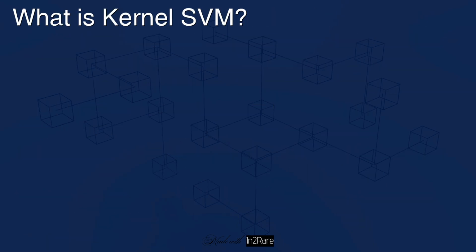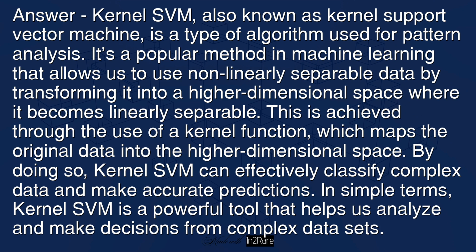What is kernel SVM? Answer: kernel SVM, also known as kernel support vector machine, is a type of algorithm used for pattern analysis. It's a popular method in machine learning that allows us to use non-linearly separable data by transforming it into a higher dimensional space where it becomes linearly separable. This is achieved through the use of a kernel function, which maps the original data into the higher dimensional space. By doing so, kernel SVM can effectively classify complex data and make accurate predictions. In simple terms, kernel SVM is a powerful tool that helps us analyze and make decisions from complex data sets.